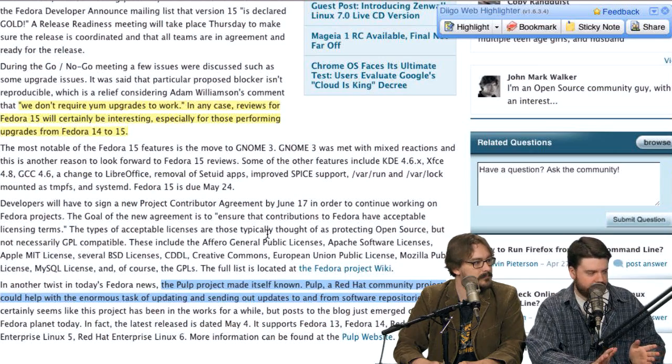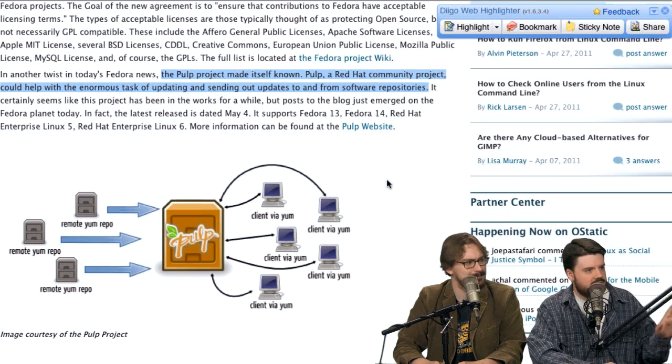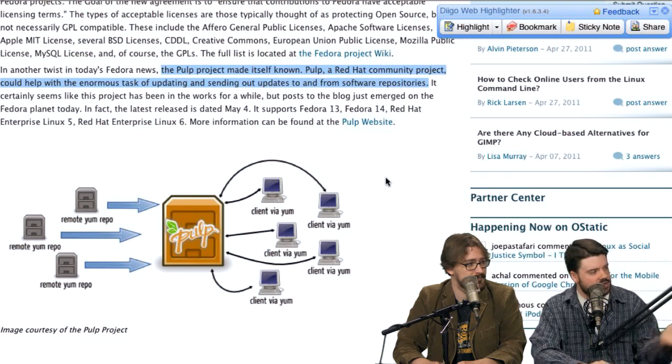It's called Pulp. This is really interesting. Pulp is a Red Hat community project that has the enormous task of updating and sending out updates to and from software repos. So Red Hat, and this is something that has been in the back of my mind for a long time, Red Hat is looking at this problem of populating repos and getting data out to clients. And it's a big task. It's a burden. And really, if you think about it, if all of a sudden overnight we just started getting this massive deployment of Linux, all of these mirrors would just really crumble, and the experience would be terrible. So interesting to see where Pulp's going to go.